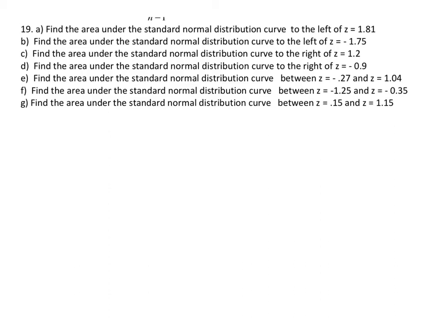Here's problem 19. Problem 19 is just asking you to find different areas under the normal distribution curve. Part A says find the area under the normal distribution curve to the left of z equals 1.81. Okay, so let's sketch this out. Oops, that wasn't a very smooth curve, but that's okay.